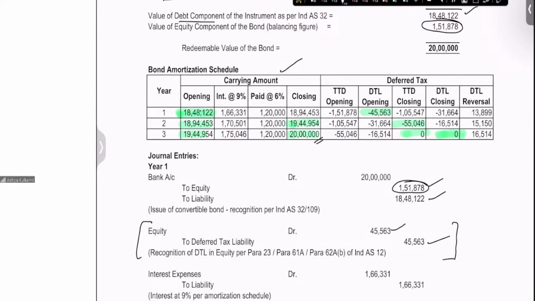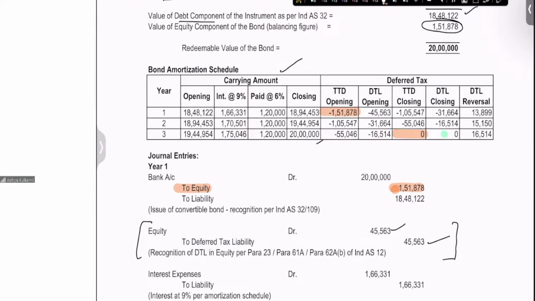Look, this is my temporary difference, 1,51,878. Sir, why are you saying it is temporary? Opening difference was 151, and closing is becoming 0, no? So it becomes a temporary difference. Where am I recording this temporary difference? I am recording it in equity. How am I recognizing this equity? Based on the Ind AS principles.